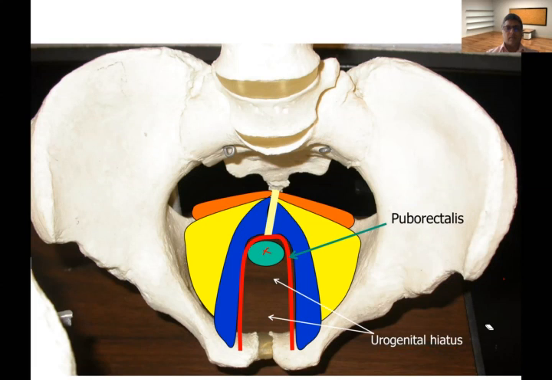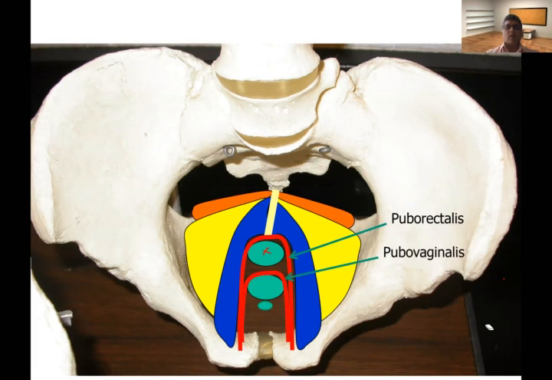So in females, you get the vagina and urethra passing through the urogenital hiatus. And in males, you get the urethra passing through the urogenital hiatus. Then some fibers of the pubococcygeus muscle also pass around the vagina here, forming pubovaginalis. So you have puborectalis and pubovaginalis. Both are contributed to by the pubococcygeus muscle, the innermost fibers of the pubococcygeus muscle.